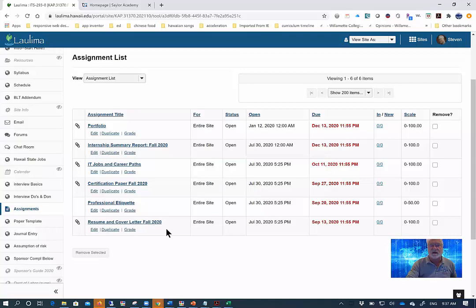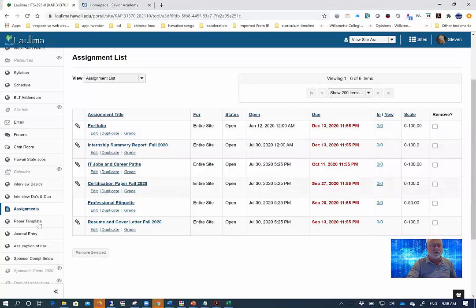Resume and cover letter, which is due, you see here, on September 13th. Professional etiquette, that's a little thing on sailor.org we'll take a look at. Due on the 20th. The certification paper on the 27th. The career paths on October 11th. And then the summary is done by the end of the semester, which is December 13th, which is the same time for the LinkedIn portfolio.